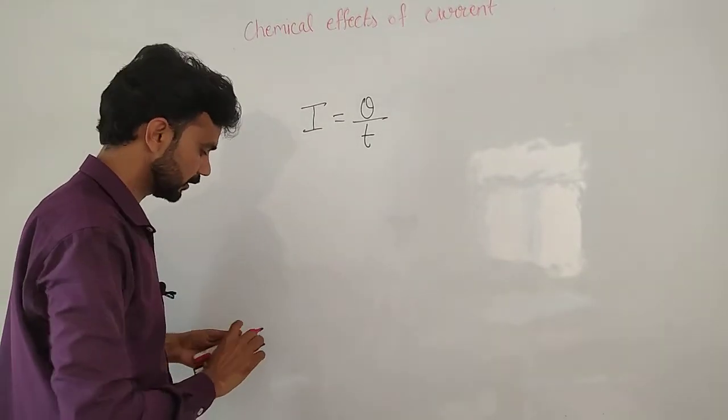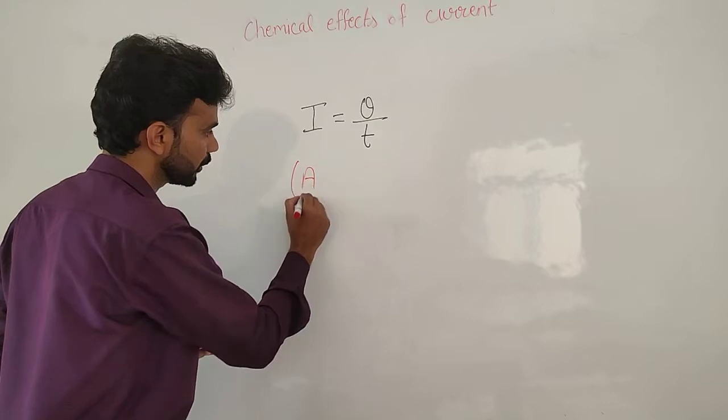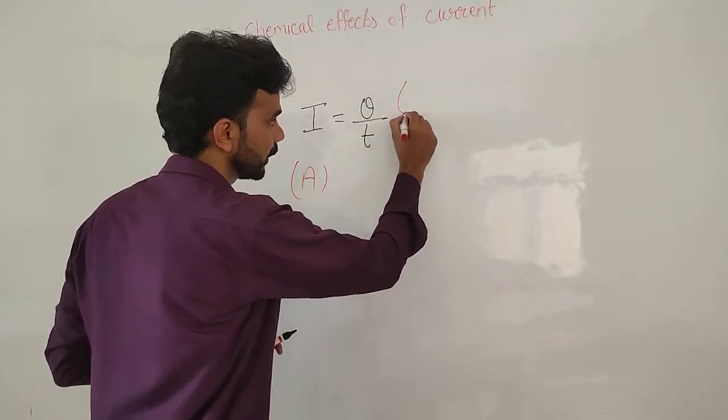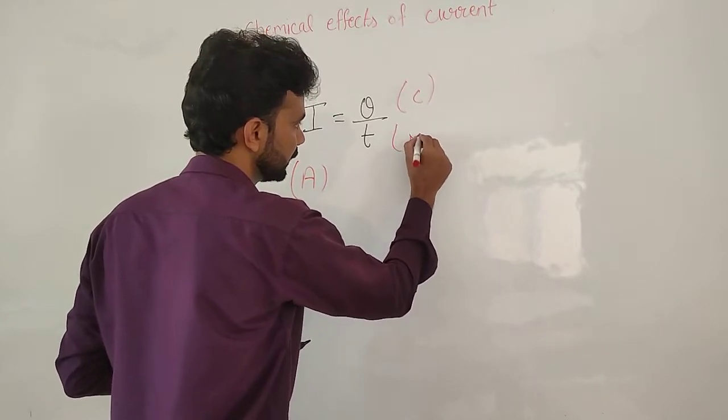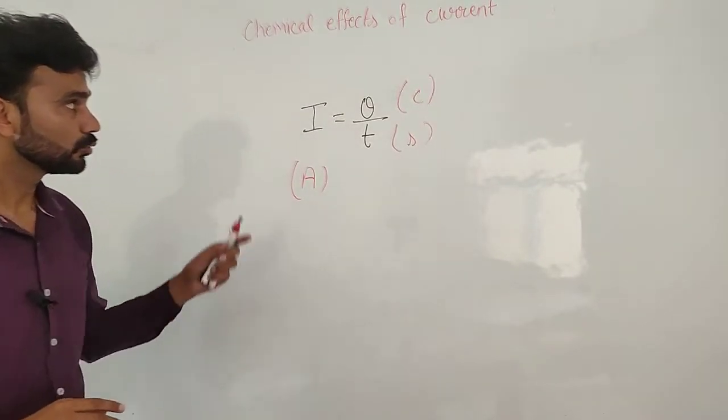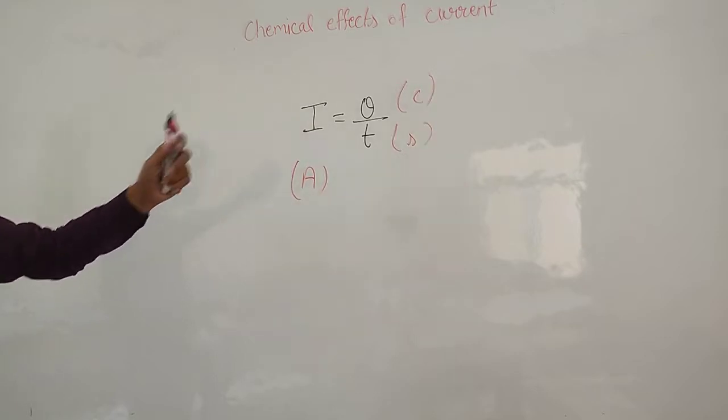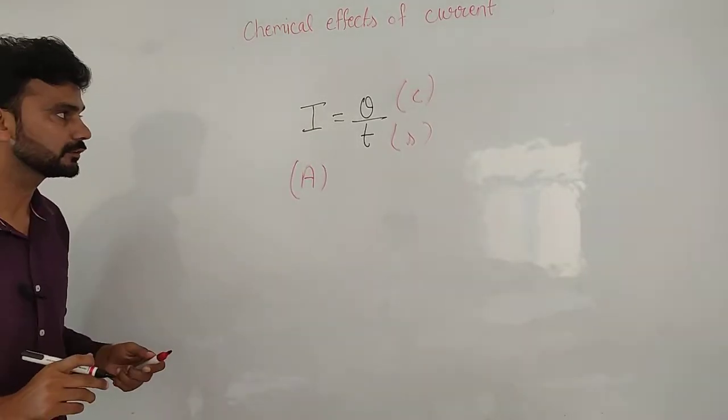The unit of current is ampere, denoted by capital A. The unit of charge is coulomb, denoted by capital C, and the unit of time is second, denoted by small s. So this is defined as current: the flow of charges per unit time is known as current.